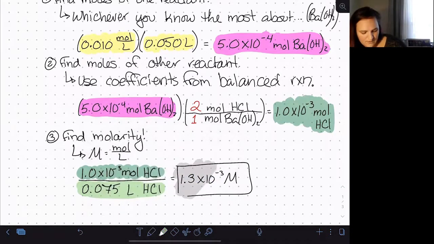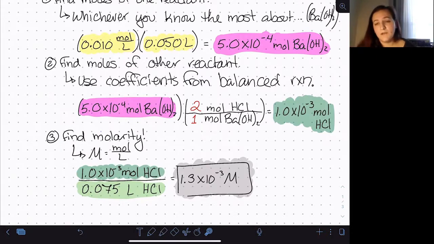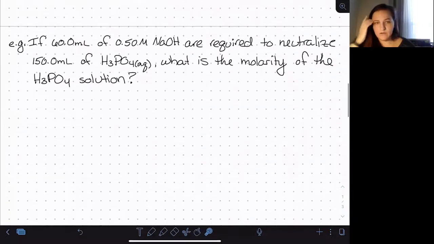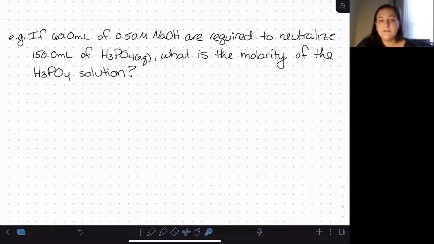is our molarity. So we're really just using our understanding of what molarity means as the number of moles in a liter of solution, coupled with a little bit of stoichiometry, allows us to use titration data to figure out the concentration of an unknown solution. So with that, I would like you to take a few minutes to try this next one on your own, and then we will go through it together.